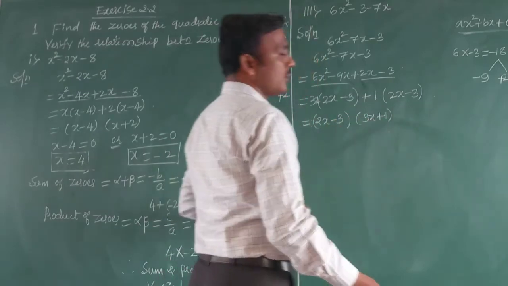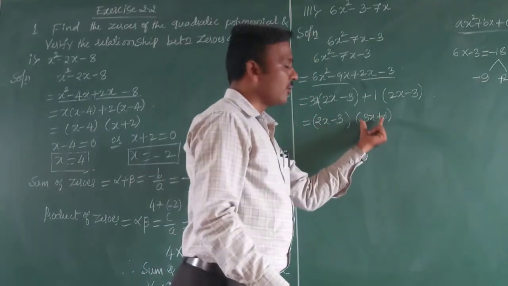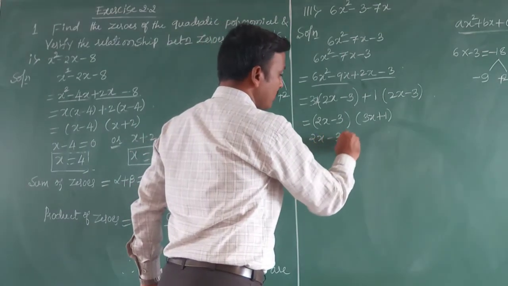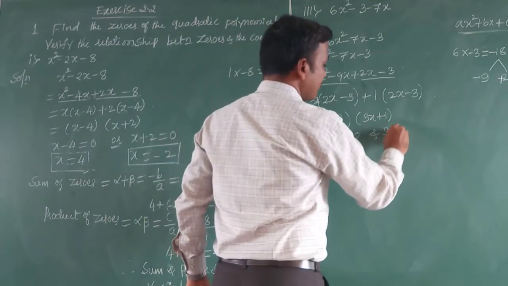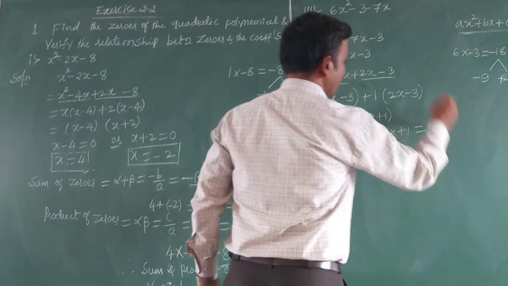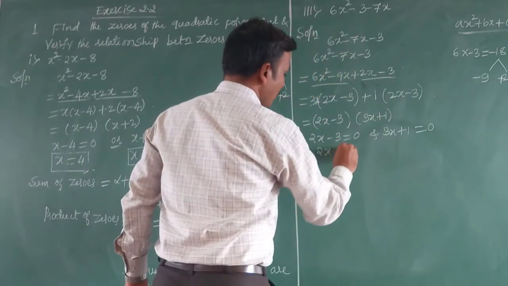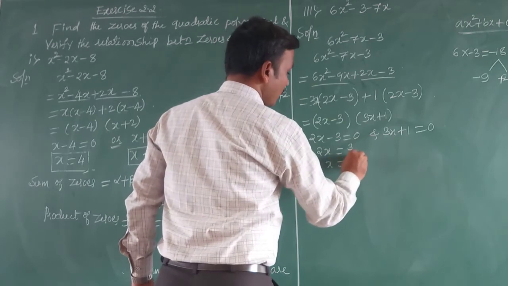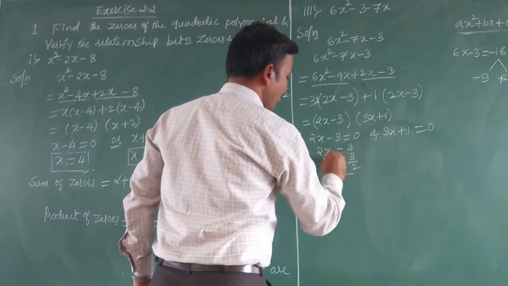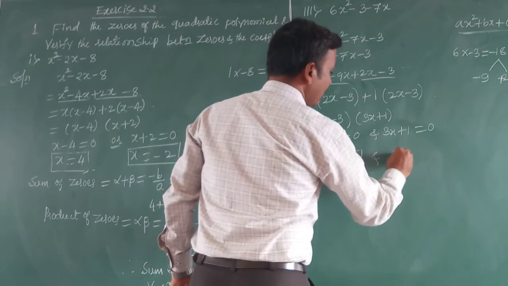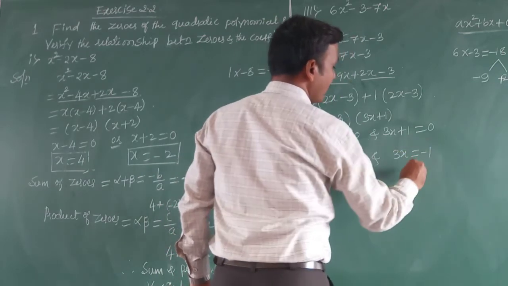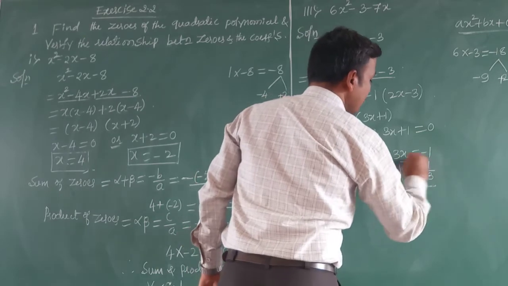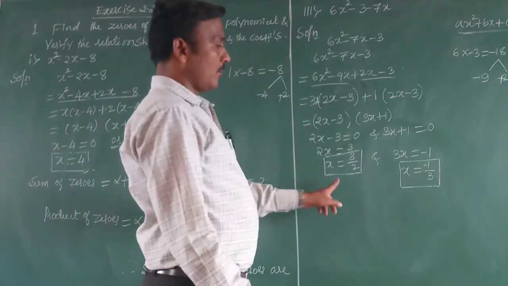Equate these two factors to 0, you get the zeros of the polynomial. 2x minus 3 is equal to 0 and 3x plus 1 is equal to 0. So 2x is equal to, transposing minus 3 to the RHS, that gives us 3. x is equal to 3 divided by 2. This is one zero. And 3x is equal to minus 1, x is equal to minus 1 divided by 3. This is the second zero of the polynomial.